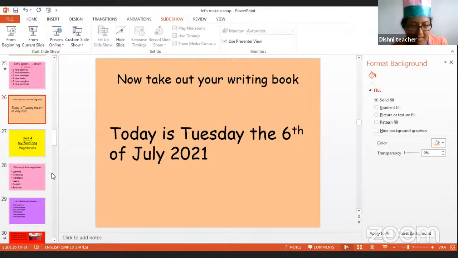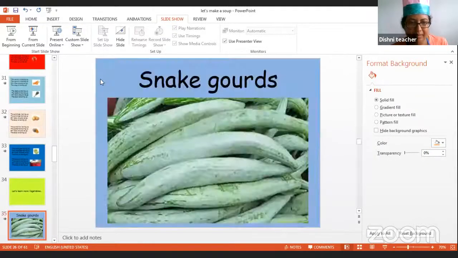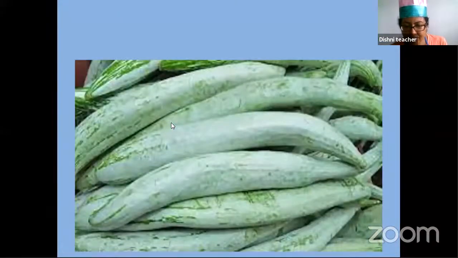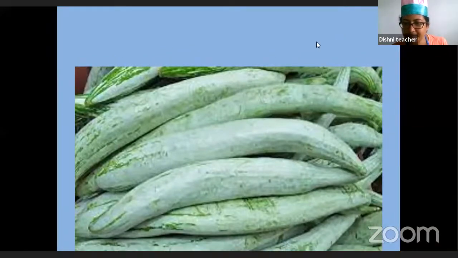We'll practice some more, good children. Right. Now please tell me what is this vegetable? What do you call this one?